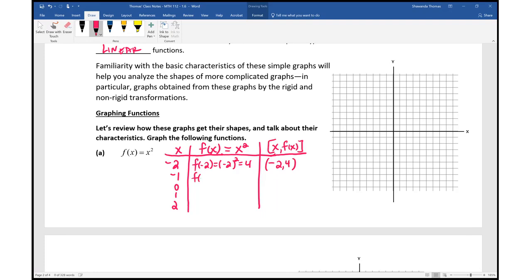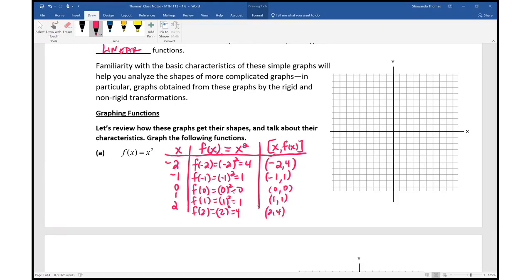If we plug in a -1, we get -1 squared, which is +1. So that is -1 comma 1. Plug in a 0, we get 0 squared. Plug in a 1, we get 1 squared is 1. And plug in a 2, we get 2 squared, which is 4 again. So we got points 0, 0, 1, 1, 2, 4.